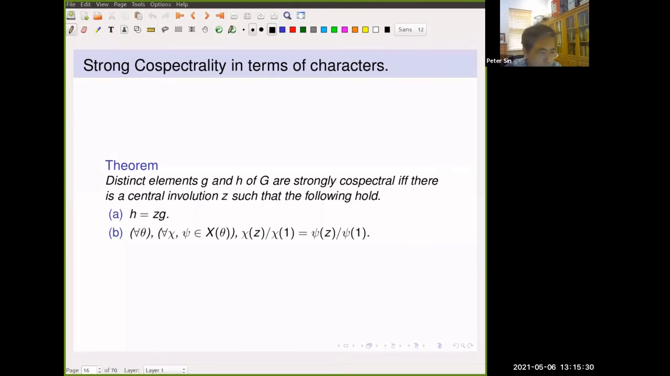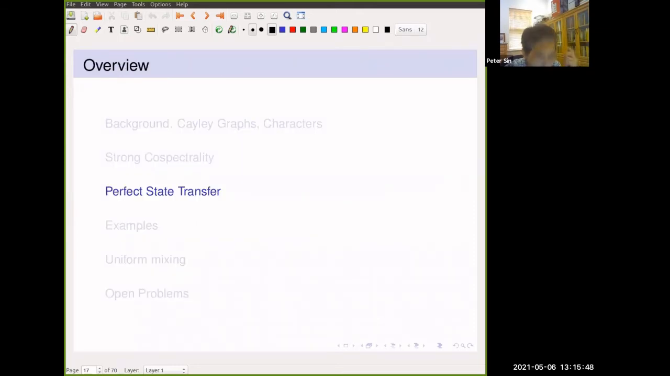So if chi of z is positive, then psi of z has to be positive, and if chi of z is negative, then psi of z also has to be negative. So that's the condition for strong cospectrality in terms of characters. Okay, so that's so much for strong cospectrality. Now let's move on to perfect state transfer.